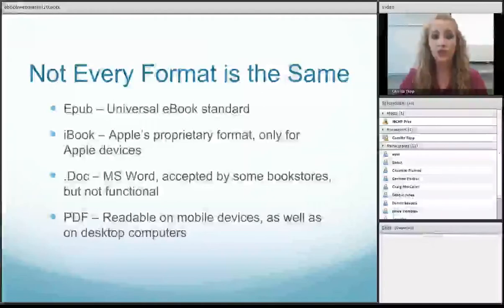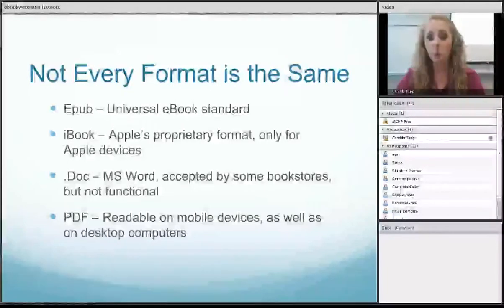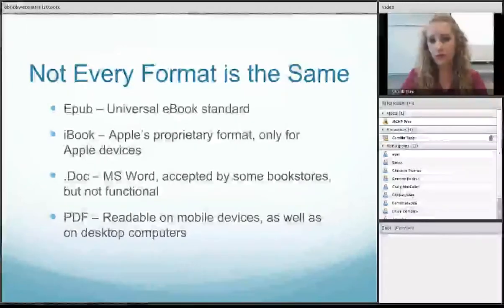So like I have mentioned, not every format is the same. You'll hear these pretty commonly when you're in the ebook world. EPUB is the universal ebook standard. It is most widely accepted by Apple, Kindle, Kobo. There are different versions, so there's EPUB 1, 2, 3, EPUB Plus, all these different kinds of versions of the standard, which makes things more confusing. But as I said, you can export as that in InDesign, which is what we're choosing to do this year.